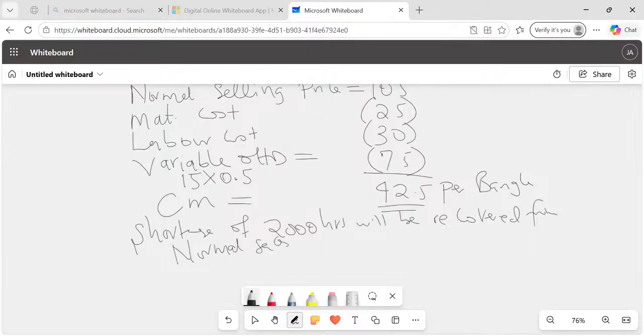So then tell me, how many bangles will be affected by these hours? How many bangles will I not be able to produce because of snatching the 2,000 hours? The shortage of 2,000 hours will be recovered from the normal sales. How many bangles will be affected?